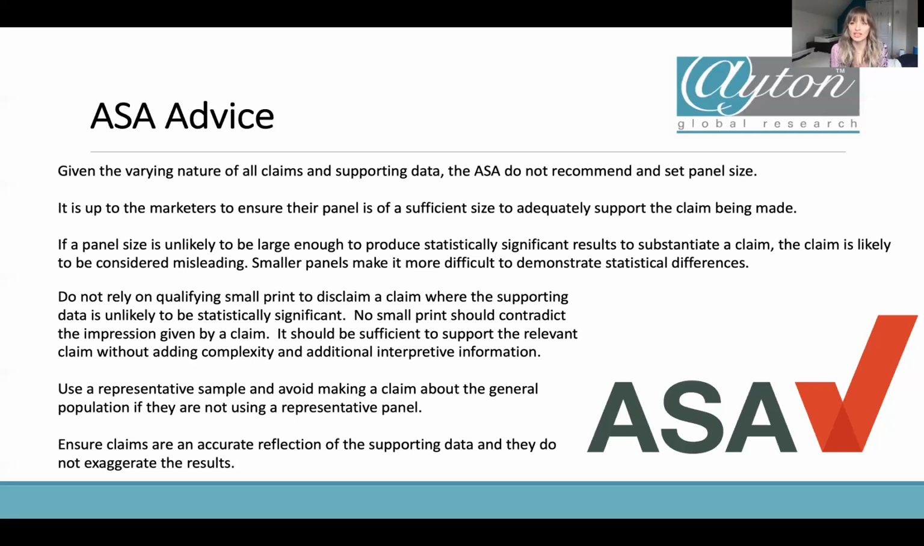It should just be really clear from the get-go. So always use a representative panel as well, unless you're being specific. I thought this was really interesting and something a lot of brands are picking up on now.